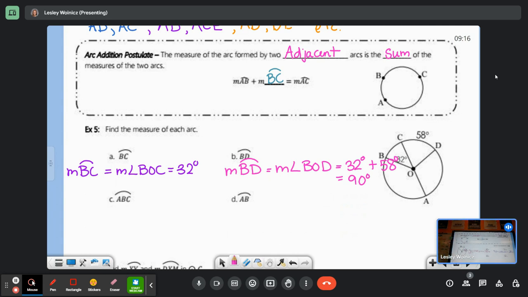I know it looks bigger than that. This is just proof that you can't trust the way that a picture is drawn. You can only trust the markings and how things are labeled. Because that definitely looks bigger than 90 degrees, doesn't it?